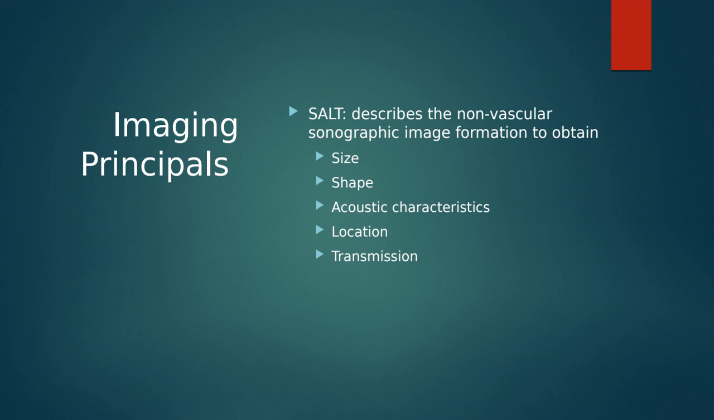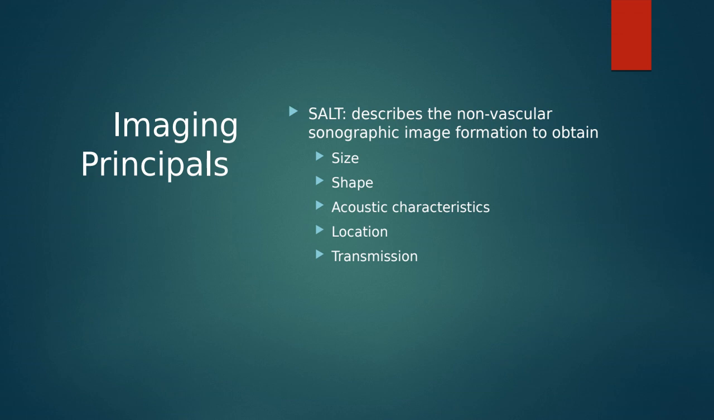Now, we do have some imaging principles that we have to be aware of when we do find masses, and we have to document them. And that acronym is going to be SALT, and this stands for size, shape, acoustic characteristics, location, and transmission. Those are all of the non-vascular criteria that we need to obtain when we are taking our pictures.